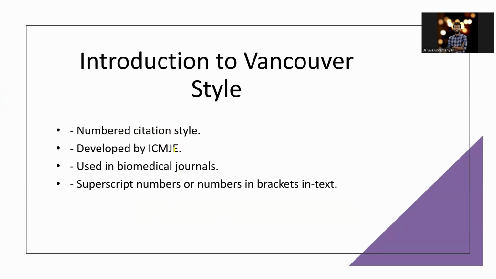And the introduction to Vancouver style. It is a numbering citation style which was developed by ICMJE and is used in biomedical journals, and it can be either by superscript numbers or by numbers in brackets. Mostly, it is a square bracket type.